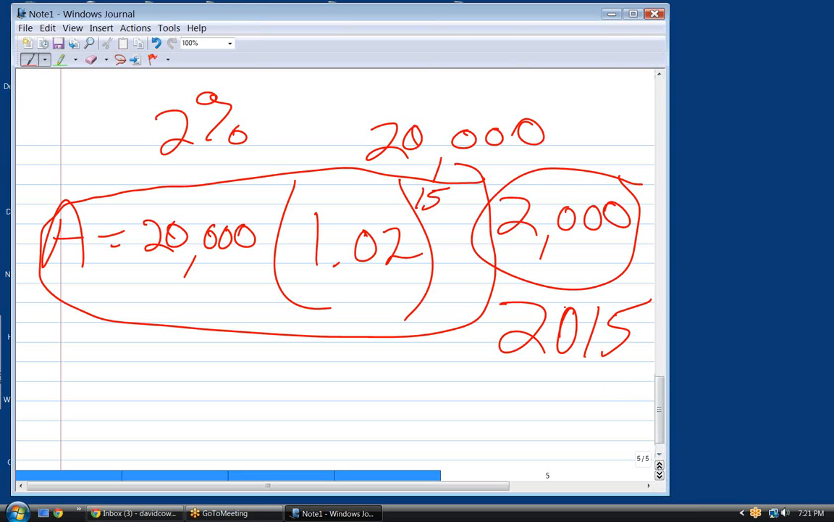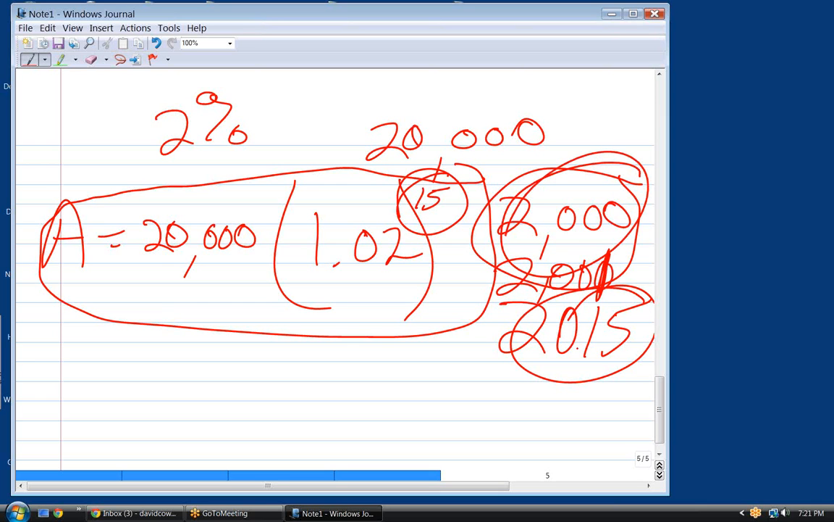The only real question with this problem, yeah, the exponent definitely should be 15. In other words, 2001 would be 1 year. So if we subtract that minus that, we get the number of years.